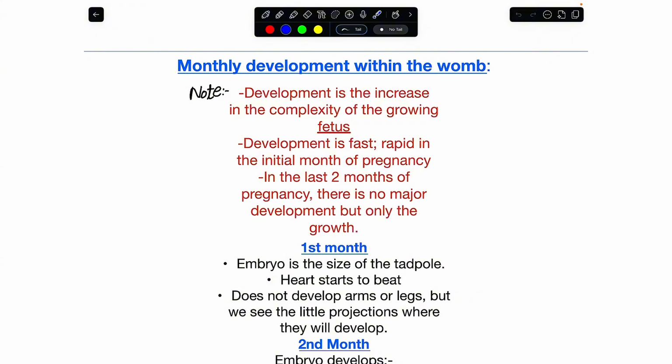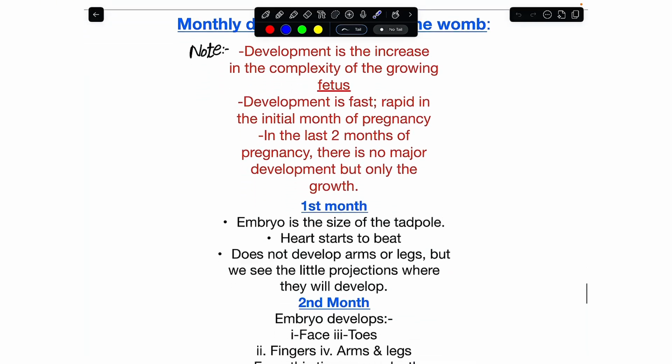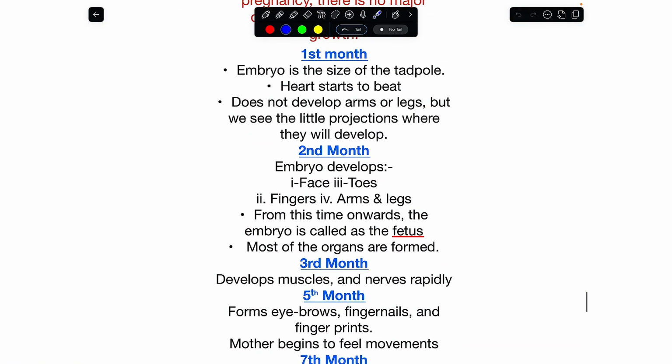And by complexity, what we mean is that it would be developing some major organs, inclusive of the digestive system, the respiratory system, the cardiovascular system, and stuff like that. So you must know that this complexity or development would be very fast during the initial months of the pregnancy. And toward the end of the pregnancy, we don't see much development, only that the fetus would be growing in size.